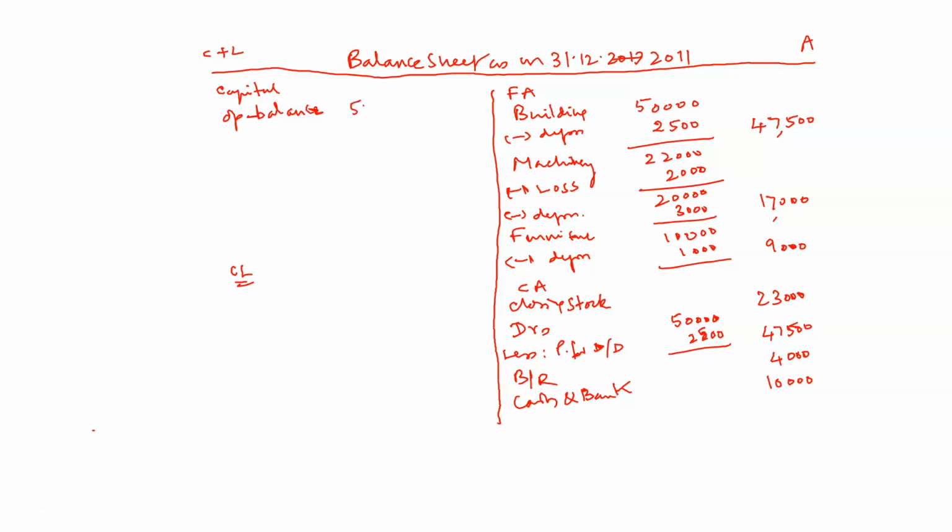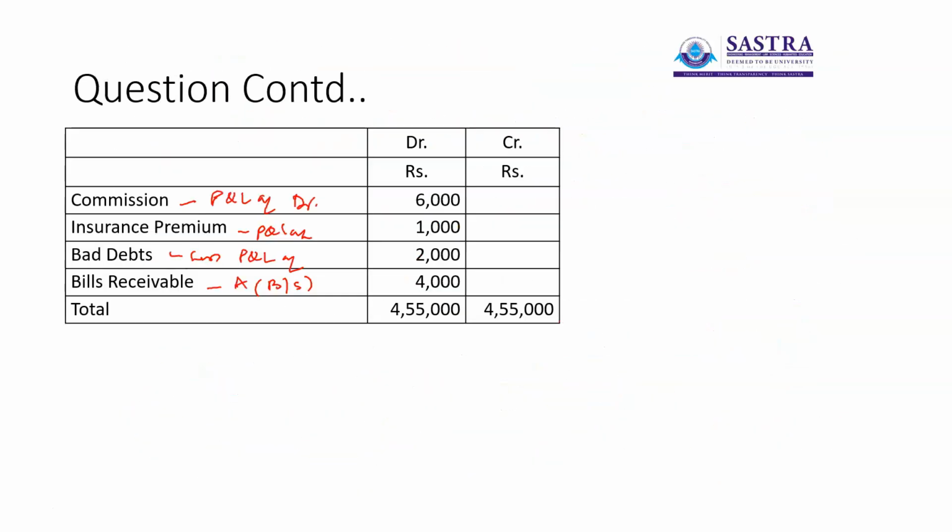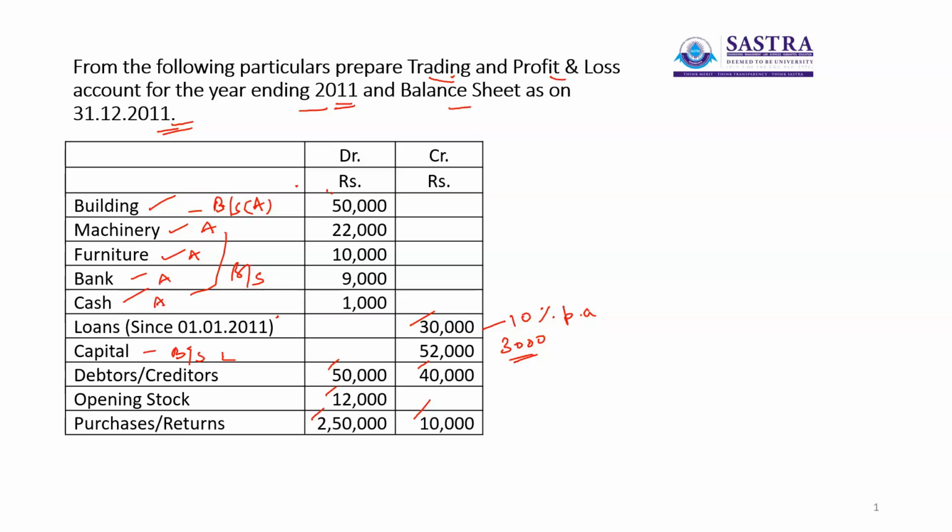Opening balance 52,000. Add net profit 30,000. So 82,000 is your capital. Loan, as given in the question, is 30,000. We have creditors.